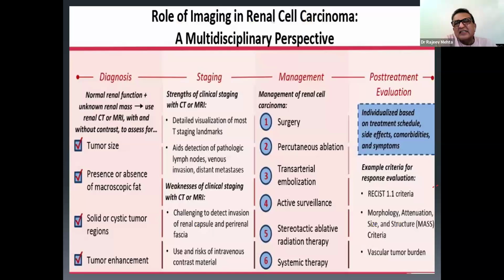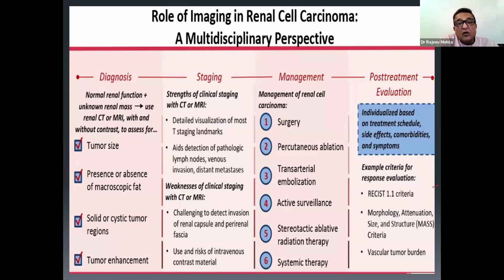So to summarize everything, for a diagnosis on CT and MR, how will it help us? Contrast-enhanced CT and MR will give you the correct location, extent, and the tumor size. It picks up very confidently the presence or absence of macroscopic fat. It differentiates solid versus cystic tumors. And of course, it talks about not only tumor vascularity, but neoangiogenesis.